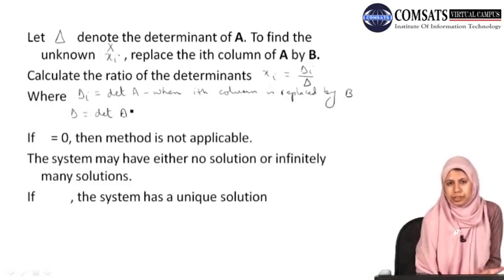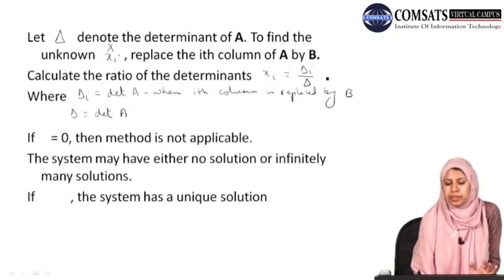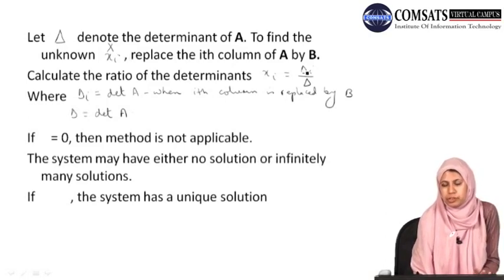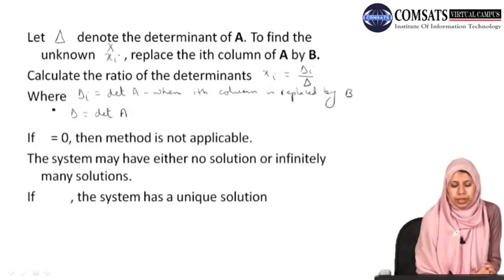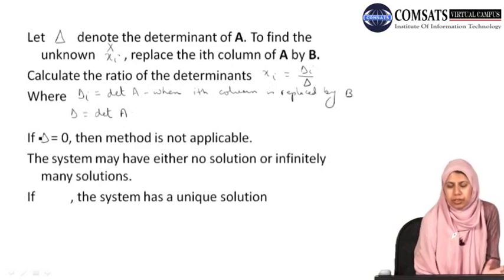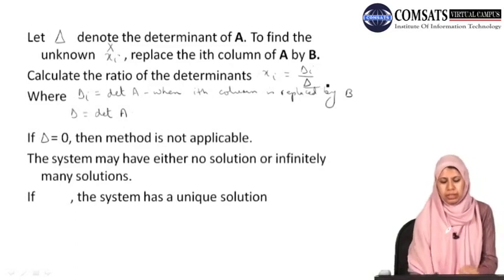So if we have a system of two equations and two unknowns, then the unknown x1 will be obtained by replacing the first column with our matrix of constants, calculating the determinant of it, and dividing by the determinant of our original matrix A. Now, if our delta, the determinant of the given matrix, is 0, then we cannot apply the method. We cannot use our Cramer's rule. Why? Because division by 0 is not allowed.